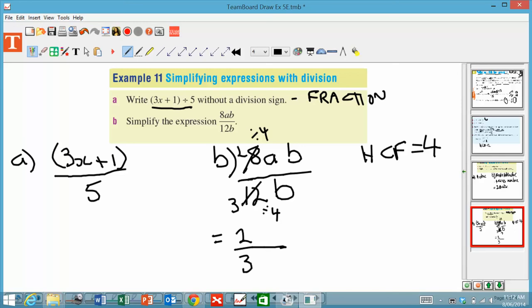I've got an a, I've got a b, and down here I've got a b. So I've got a b and a b, and they are going to cancel each other out. The only thing at the bottom is my 3, nothing else, and at the top I've got 2a. And that's my answer.